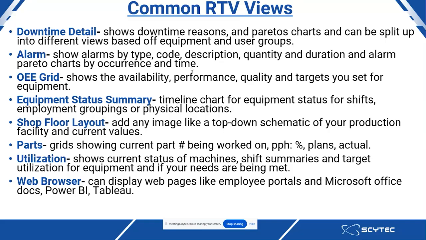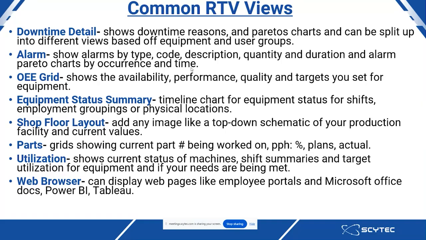Next up, we have our equipment status summary. And this is going to be showing things like a timeline chart for equipment statuses for shifts, employment grouping, or physical locations. And I'm going to be showing you a couple of these as well to see kind of what they look like. One of which includes the shop floor layout. This is a very common RTV view. And you can use any image that you like, but what's very common is that we have a top-down schematic of your production floor that shows the current values and statuses of your machines.